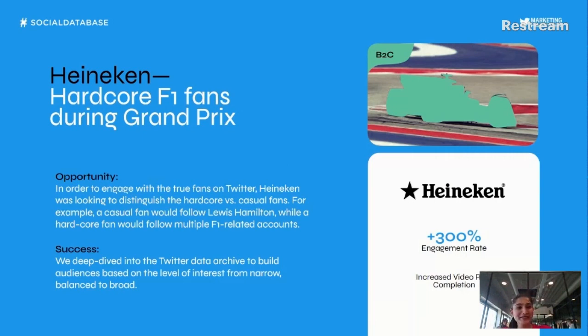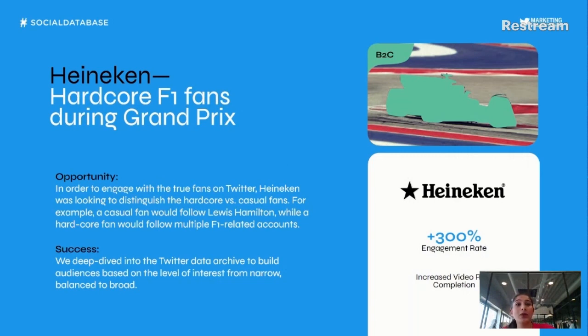Starting off with the B2C example for all the Formula One fans out here. This was a pre-roll amplify video of Heineken together with Formula One, where they wanted to distinguish between hardcore Formula One fans and casual Formula One fans for the Grand Prix. So using Twitter Pro targeting, we could leverage a detailed analysis of Twitter data. As Thomas mentioned a few slides before, 95% of the Formula One fans will not actively engage on Twitter, but they will be connected to the relevant Formula One accounts.